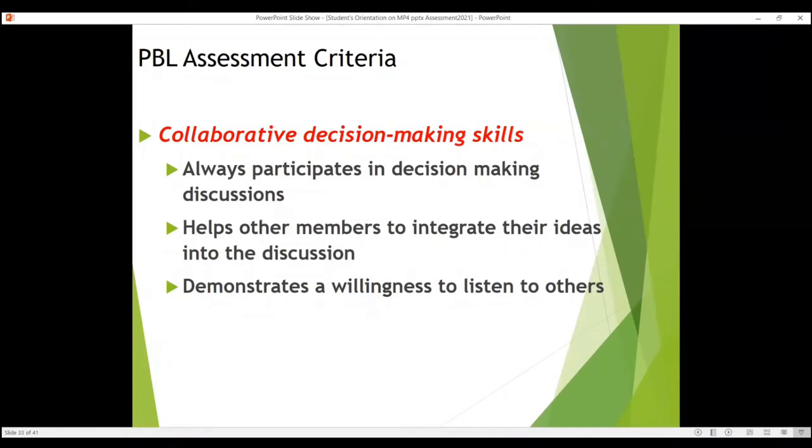So you should contribute. When you are sharing the objective, you are discussing with your peer group, you reach a consensus. There may be differences, but ultimately you reach a consensus by integrating the ideas of the different members of the group into the discussion. And most important is what? You must be willing to listen to others.